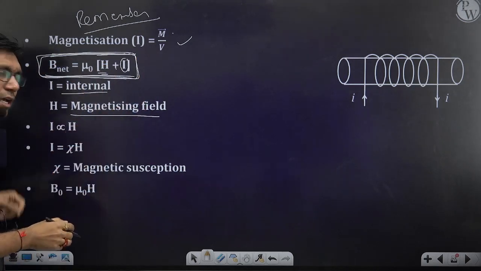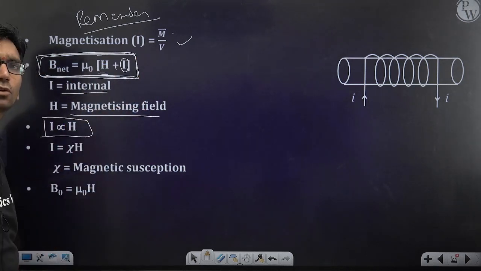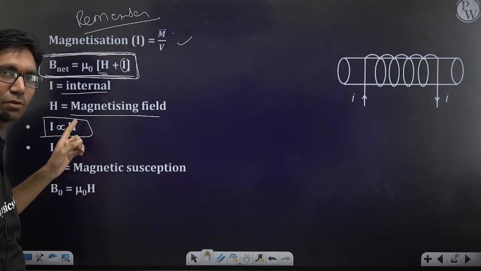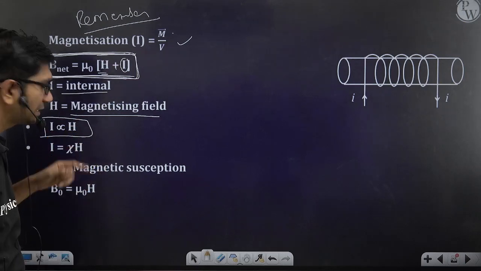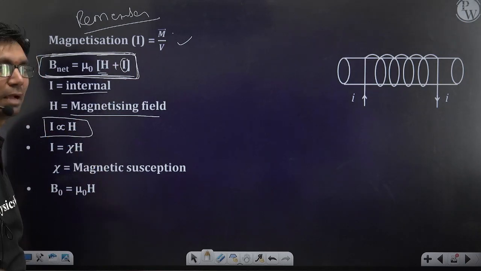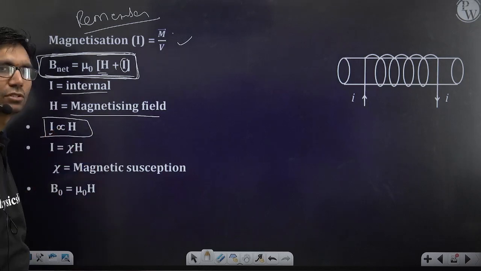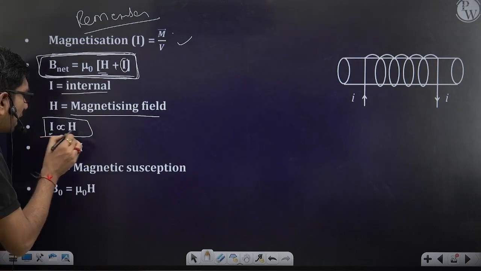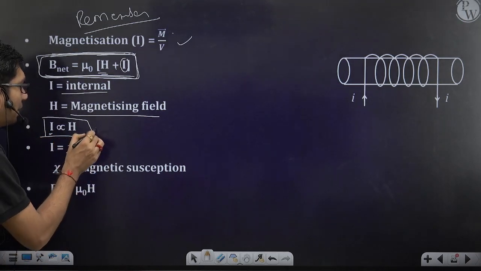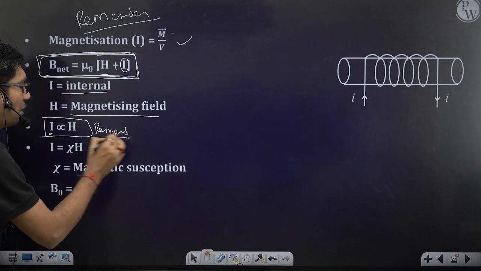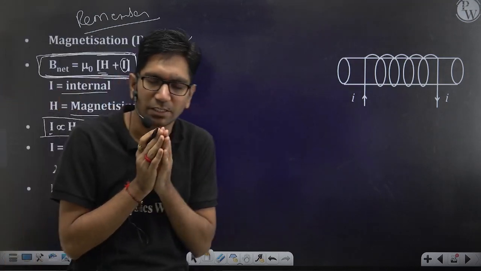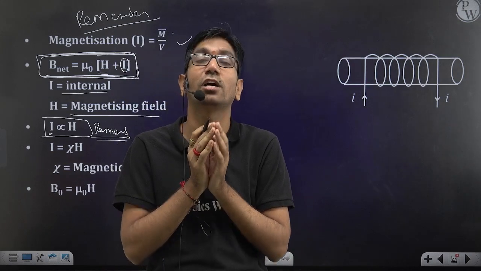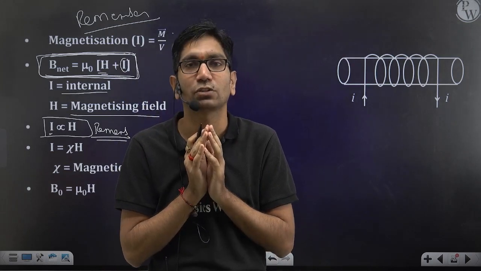Here, I is directly proportional to H. The internal magnetic field is directly proportional to H. As the external field increases, the field produced inside is also very high. So I is directly proportional to H. Please remember all the formulas, because 99% you will get a formula-based question itself.